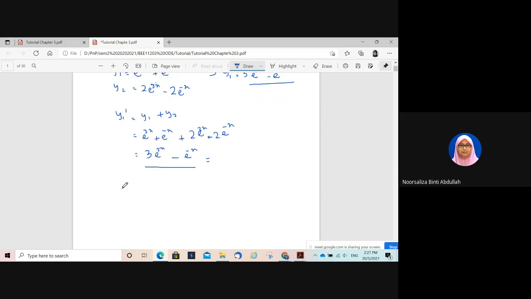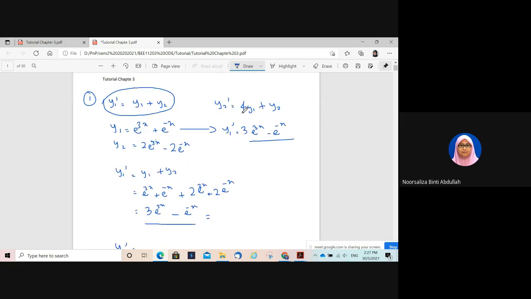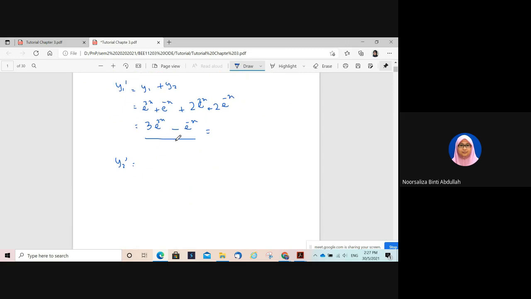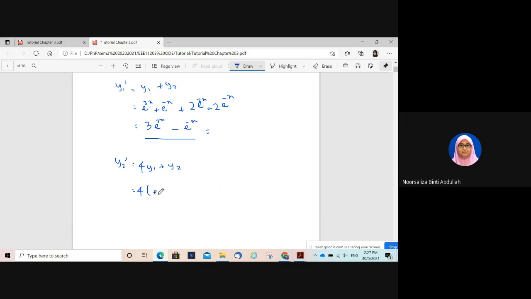Now we have to prove for this Y2 prime, whether Y1 and Y2 are the solutions of this. So we just repeat the same procedure. Now we have Y2 prime, which is 4Y1 plus Y2. So you replace Y1 and Y2 here, for Y1 is exponent 3x plus exponent minus x.